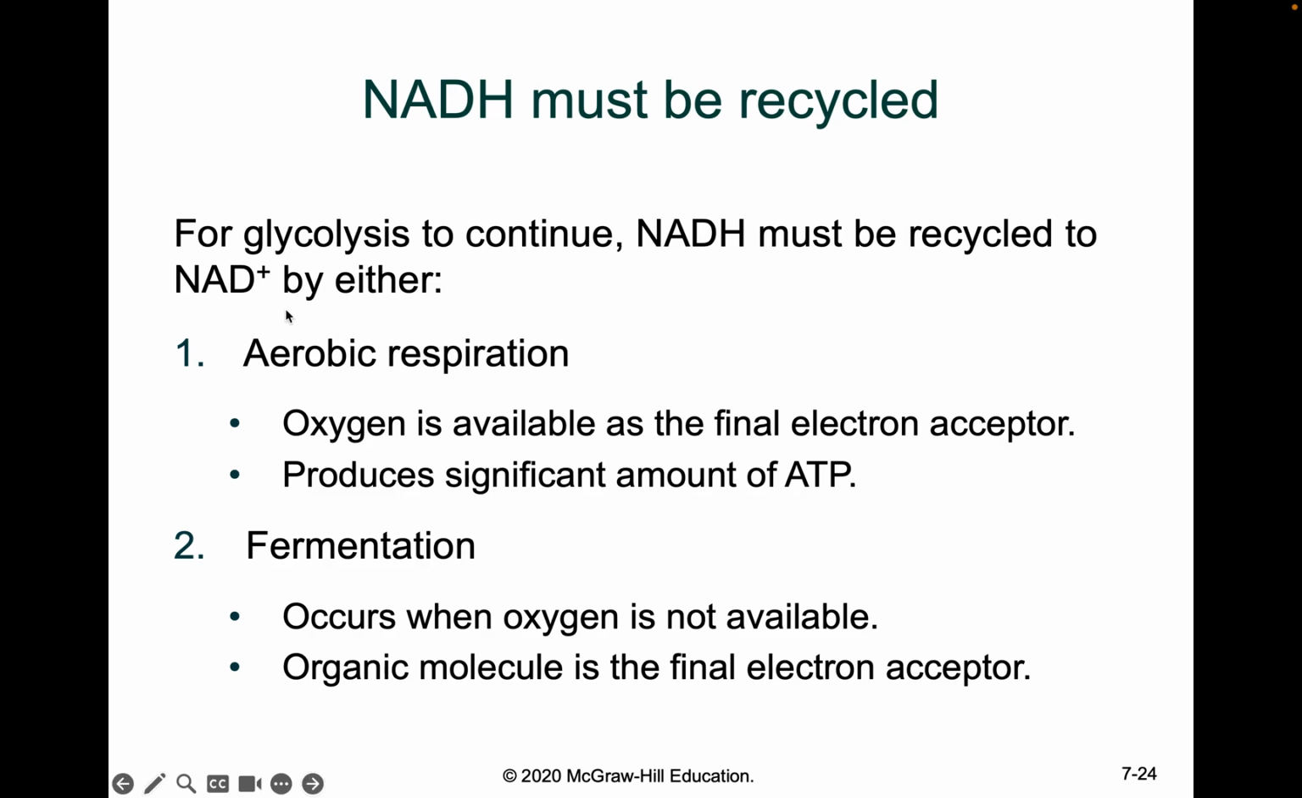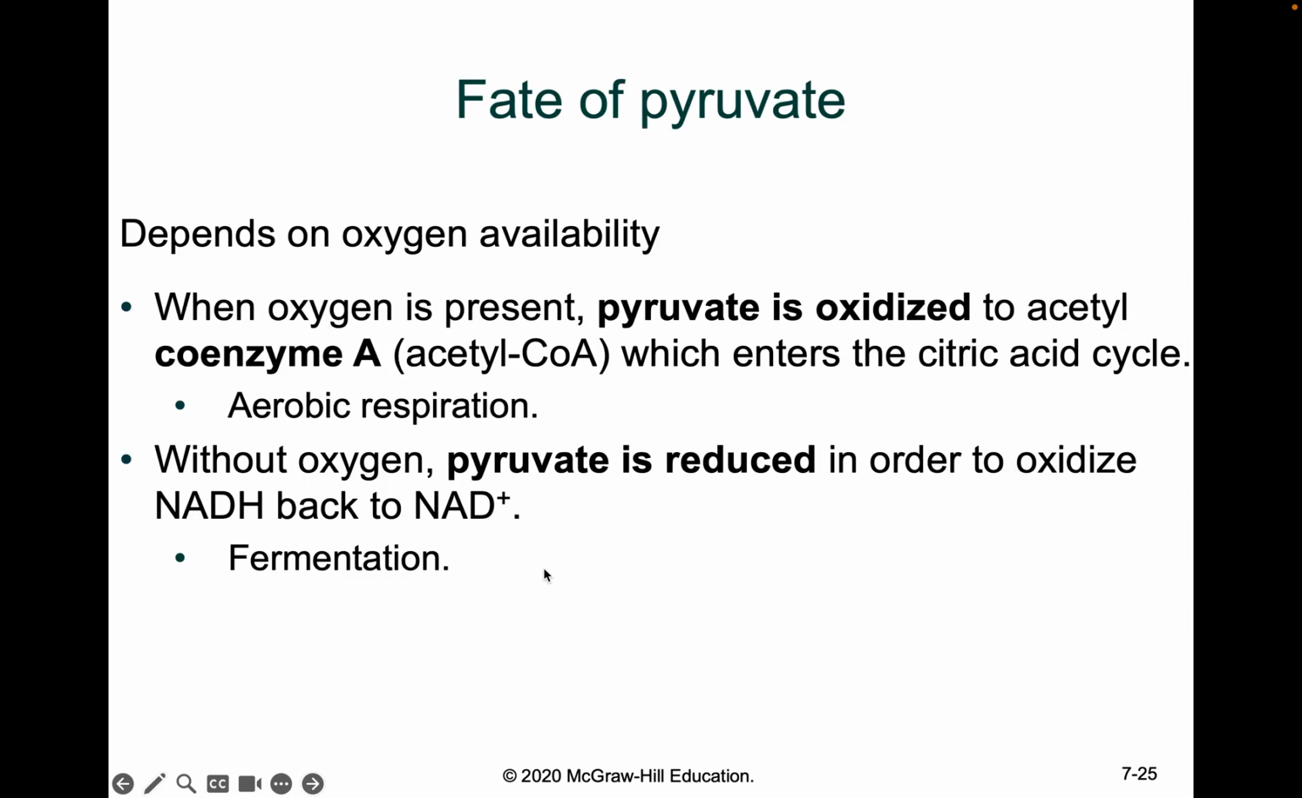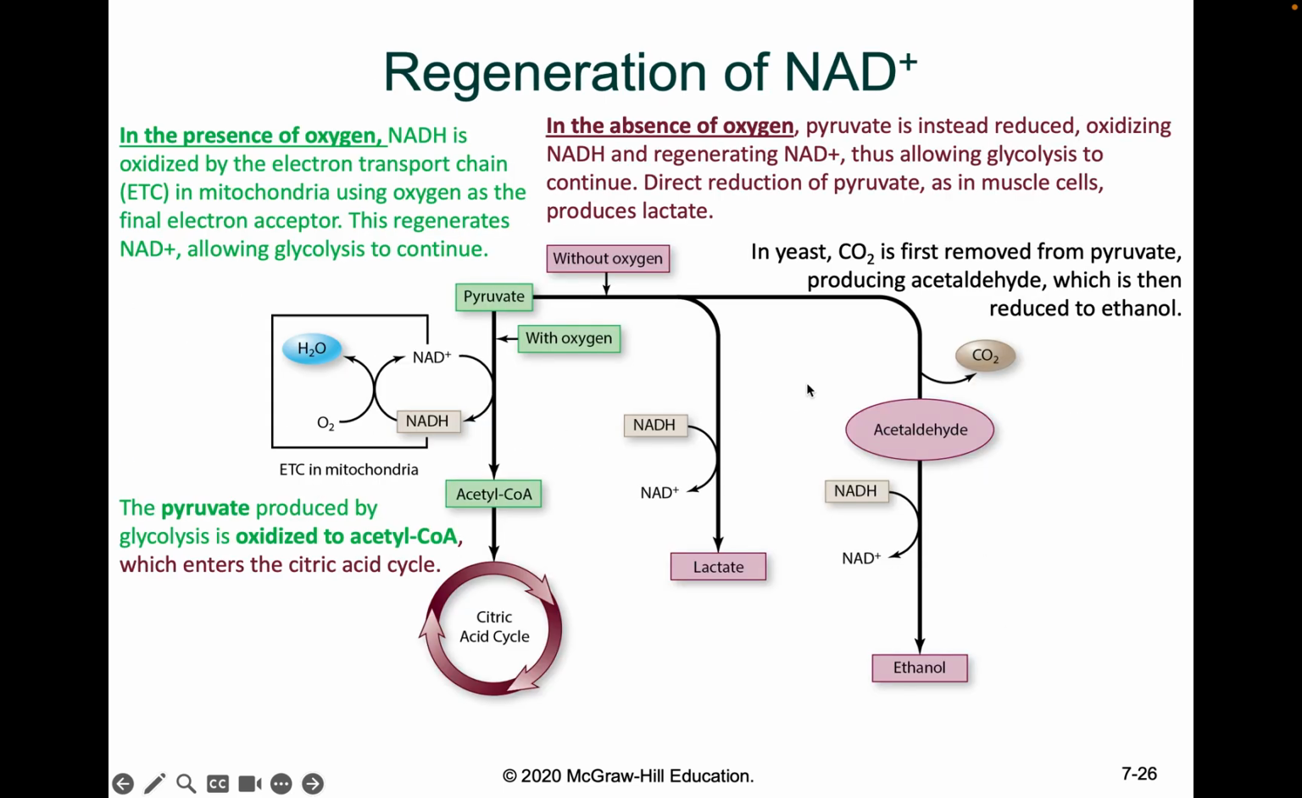The fate here is governed by whether we have oxygen or not. If we have oxygen, which is aerobic respiration, NADH is going to keep passing the electrons until they reach oxygen, and this produces a significant amount of ATP, which we will learn later. If oxygen is not available, NADH will pass the electrons to organic molecules as the final electron acceptor. Here you don't create ATP, but at least you've recycled NADH back to NAD plus. This only happens when oxygen is not available.